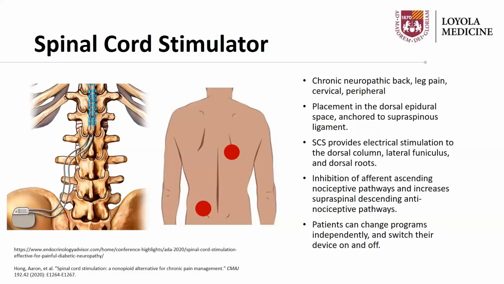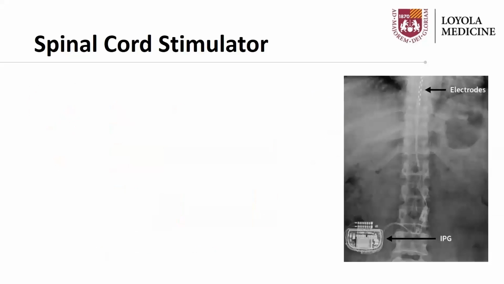On the image here on the left side, you see a schematic of the implant. So you can see the pulse generator by the patient's hip, and then you see the leads going to the electrodes in the spinal cord. And on the right side image, you see typical implant locations. So these are places to look for if you suspect a patient has a spinal cord stimulator.